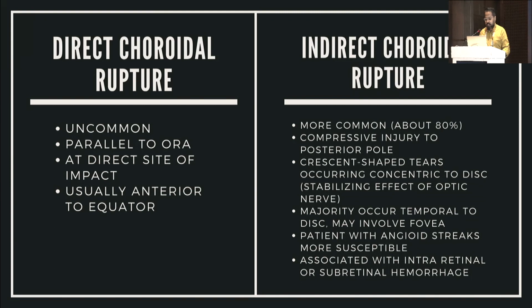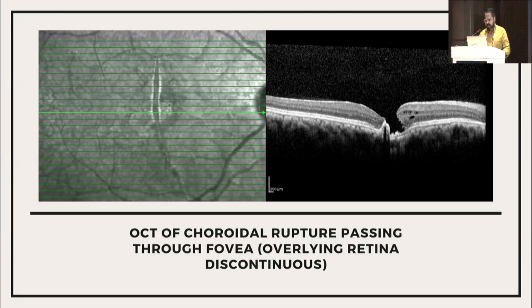There are two types of choroidal rupture: direct and indirect. Direct choroidal rupture is uncommon, occurs at the site of impact, parallel to the ora, and is usually anterior to the equator, whereas indirect choroidal rupture is more common, due to compressive injury to the posterior pole, and is associated with crescent-shaped tears occurring concentric to the disc. The majority occur temporal to the disc and may involve the fovea. Patients with angioid streaks are more susceptible, and it is associated with intraretinal and subretinal hemorrhages.